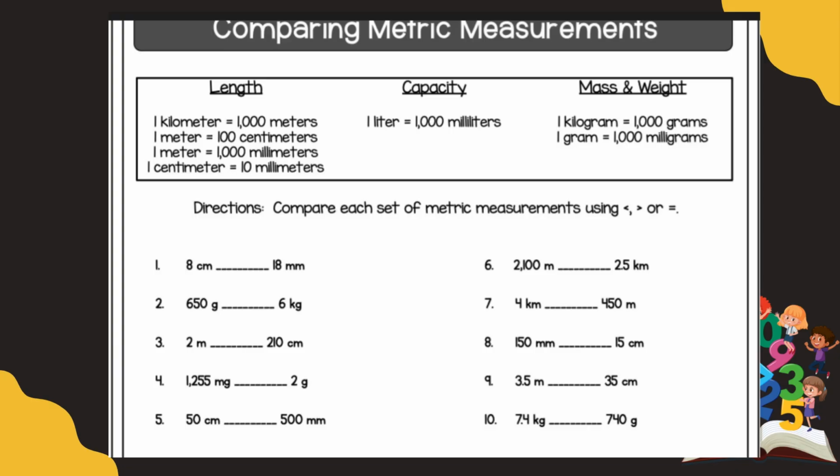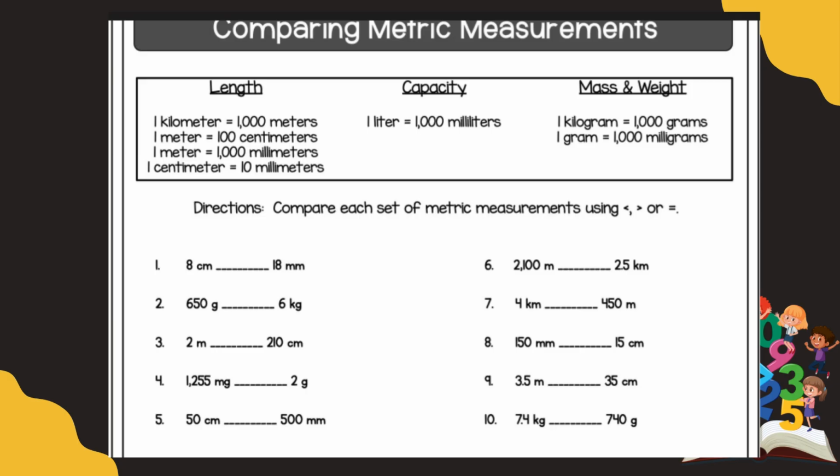Comparing metric measurements. It says there's another conversion box up top. You're going to compare each set of metric measurements using less than, greater than, or equal to. So you must convert the units to the same unit in order to compare them both. Number 1, it says 8 centimeters versus 18 millimeters.